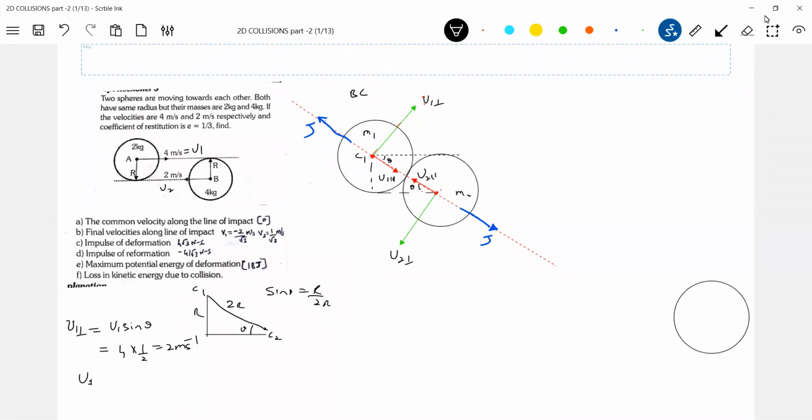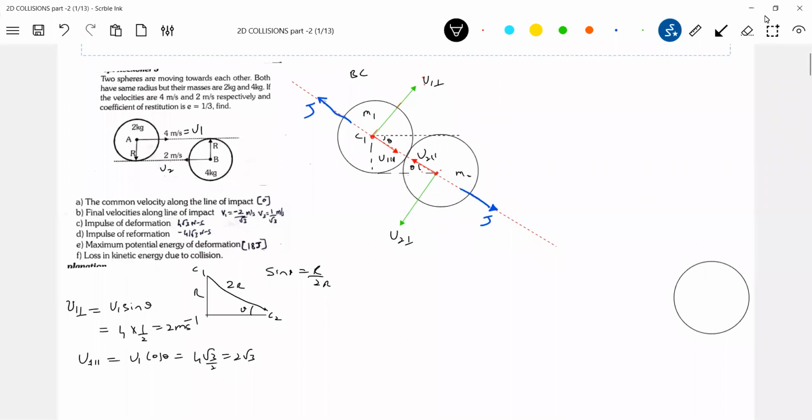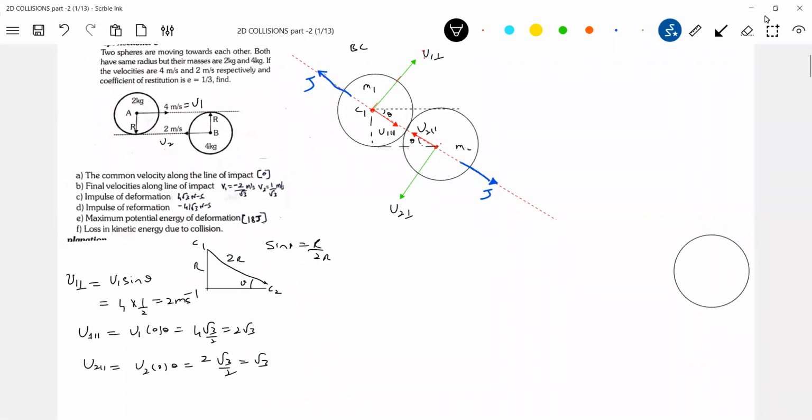U1 parallel should be equal to U1 cos theta. U1 is 4, cos 30 is root 3 by 2, so 2 root 3. Similarly, U2 parallel. Parallel means along the line of impact. U2 parallel should be equal to U2 cos theta. This should be 2 root 3 by 2, root 3. It will be easy if you resolve. That's all here. So 2 times 1 by 2, so 1 meter per second. Okay, these are the velocities.